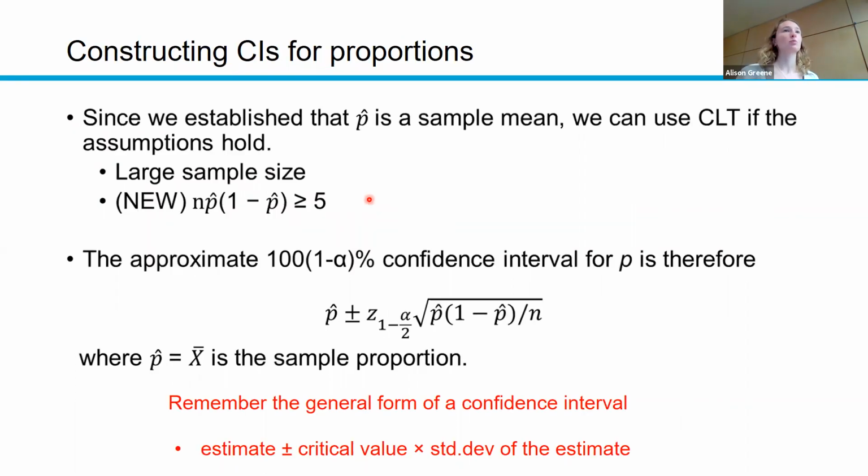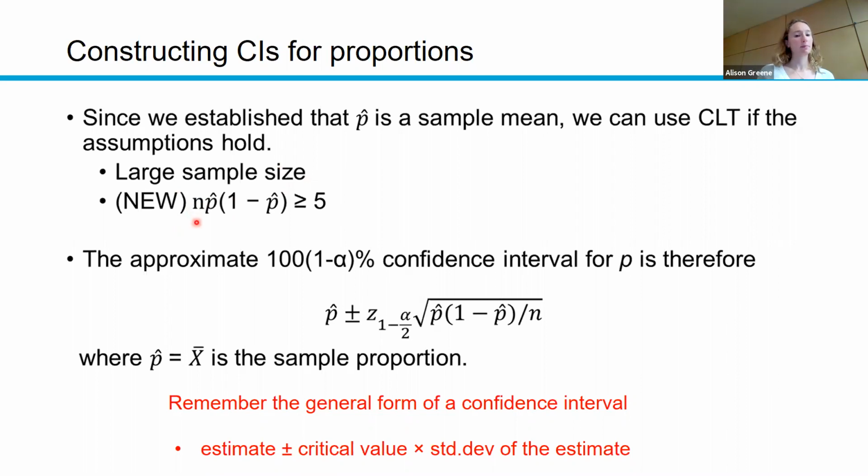So we established that P hat we can also consider to be just a mean. So we can use the findings of the central limit theorem if the assumptions hold to generate a confidence interval. We need to have a large sample size. Now, when we were working with means, the other thing we needed was approximately normal and a large sample size. Here, the other thing that we need is sort of this general rule. And again, this rule changes just like 30 as an appropriate sample size. I've seen different values for this, but this is the one that I'm going to stick with here.